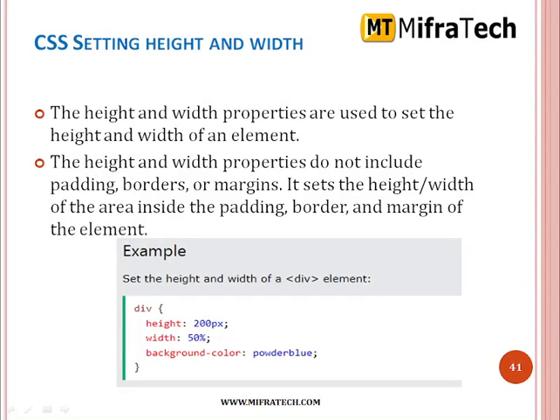The height and width properties are used to set the height and width of an element. The height and width properties do not include padding, borders, or margins. It sets the height and width of the area inside the padding, border, and margin of the element. It sets height and width inside the padding and the border, not including the padding and border. You can see with the division tag, height is equal to 200 pixels and the width is 50%. The background color is powder blue.